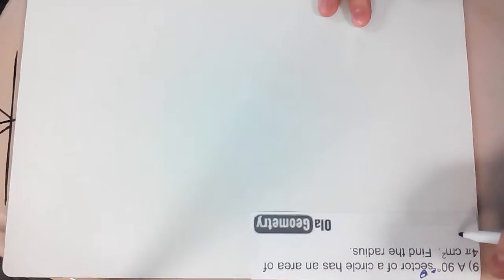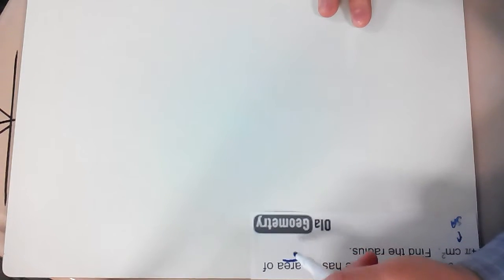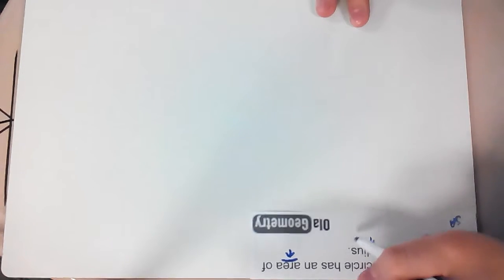A 90-degree sector of a circle has an area of 4 pi centimeters squared. Find the radius. So this here, let's use a different color. This is theta. This is sector area. I knew that because it told me there. And then we're looking for R.